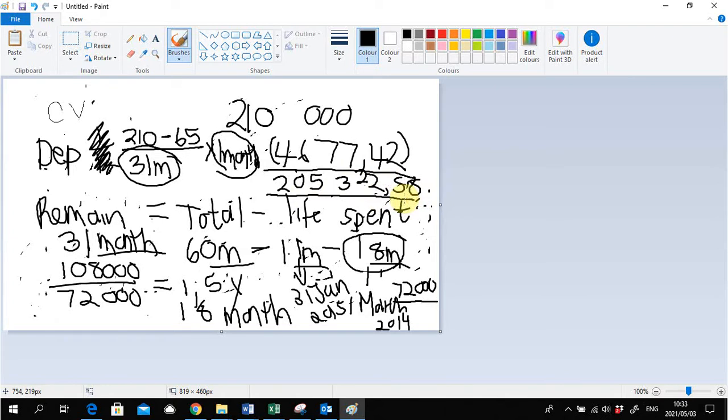Right, so those are the calculations that you should have done or that you should have applied in terms of impairment losses. I hope that this explanation has at least helped you a little bit.